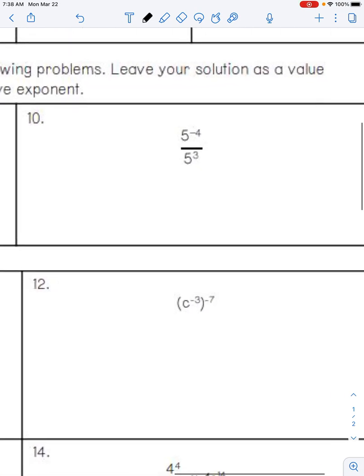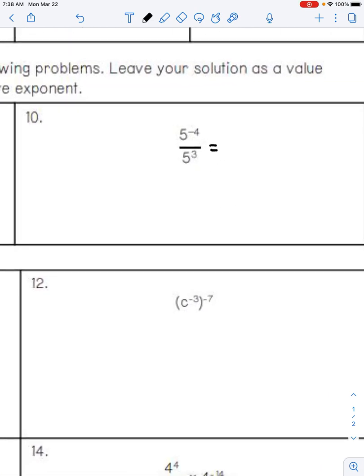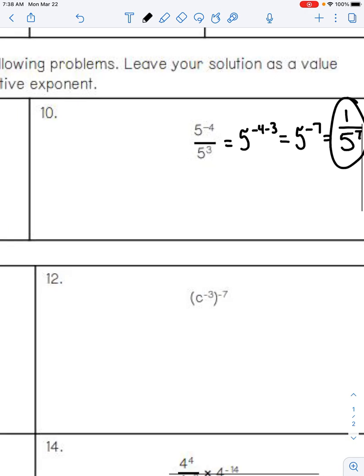Number 10, I see the quotient rule. So keep the base, and we want to subtract our exponent. So negative 4 minus 3. Negative 4 minus 3 is negative 7. And then to make that a positive exponent, I write 1/5, and 5 is to the 7th power. So your answer is 1 over 5 to the 7th power.